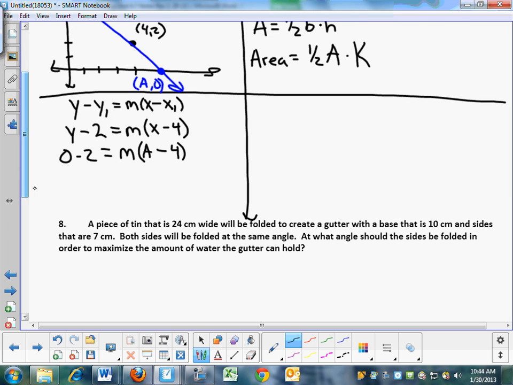So now look at what I have. I have an equation that involves A, and I will solve for m. We'll have to do that for the other one as well. What's 0 minus 2? Negative 2 equals m times A minus m times 4. How will I solve for A? I've got m times 4, so 4m minus the 2 is equal to m times A. How do I then solve for A? Divide by m.